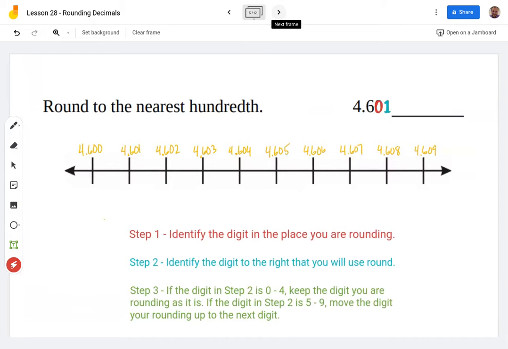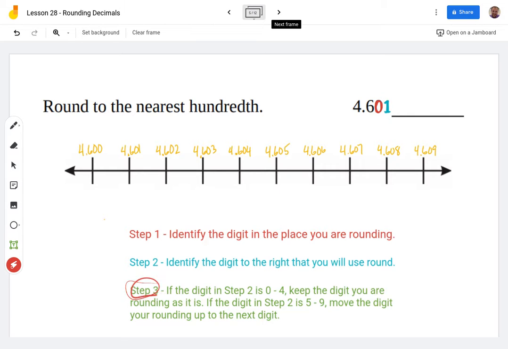In this next example, we're asked to round to the nearest hundredth. And the number is 4 and 601 thousandths. Well, step 1 says identify the digit that we're rounding. Well, the digit in the hundredths place is a 0. Step 2 says identify the digit to the right of that 0 that we will use to round. That's the digit in the thousandths place, and that's a 1.